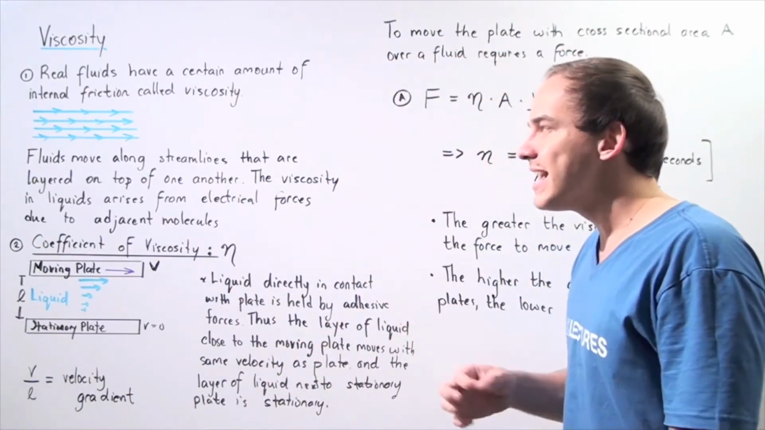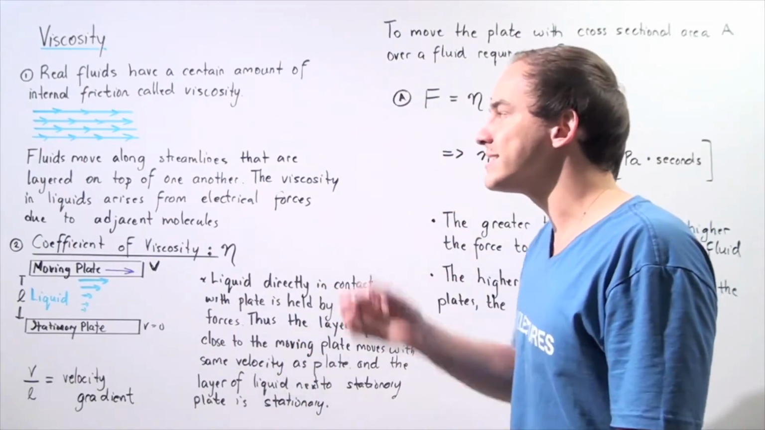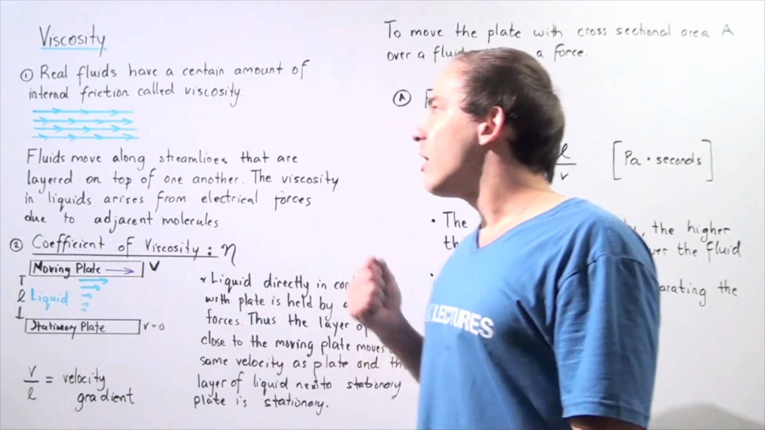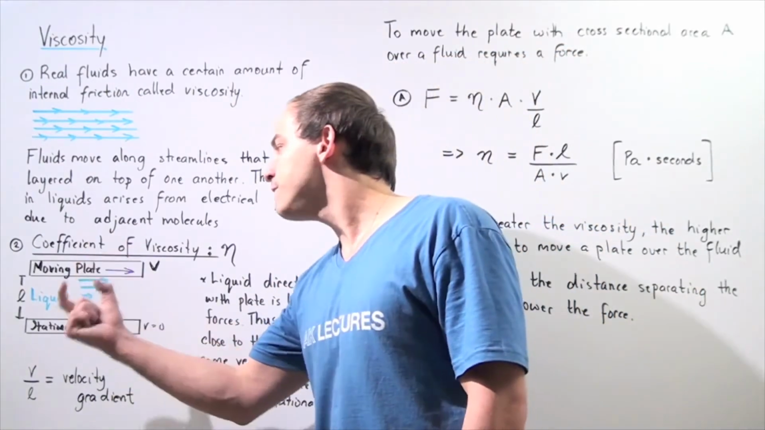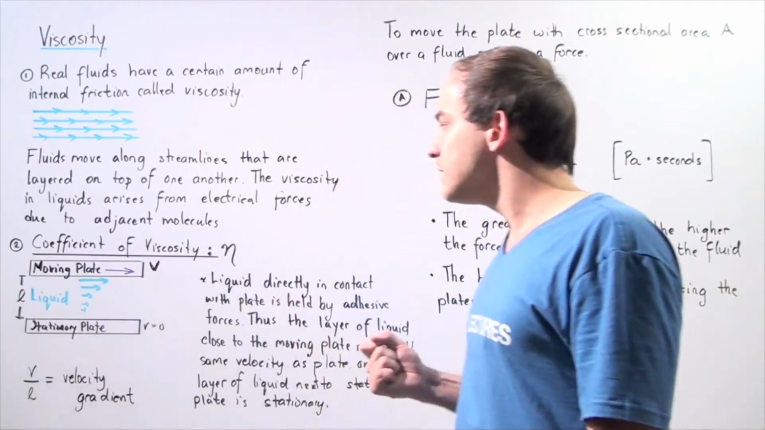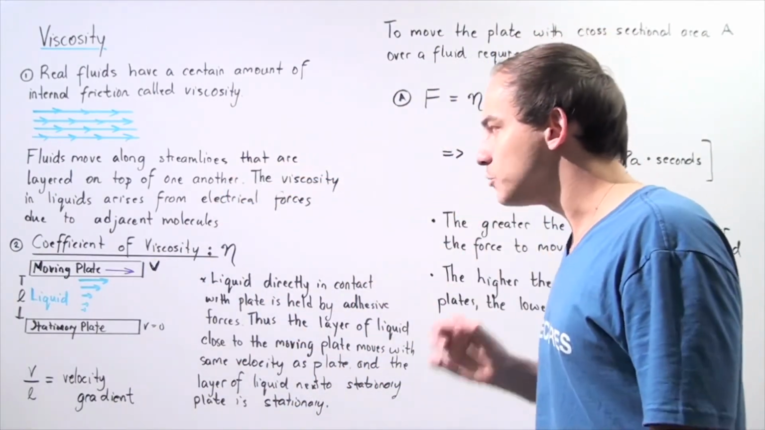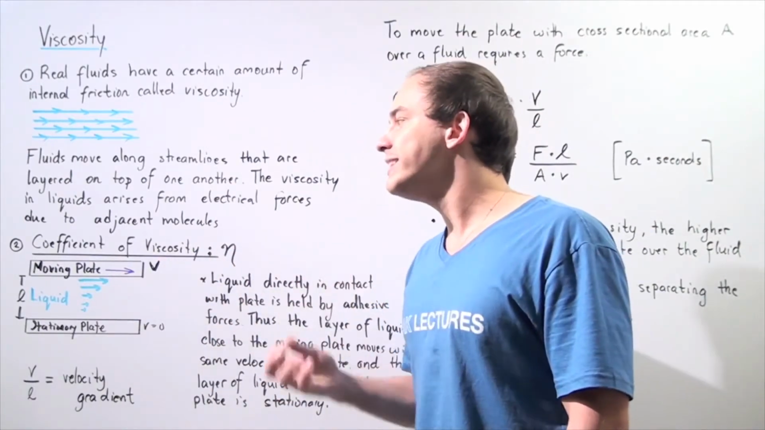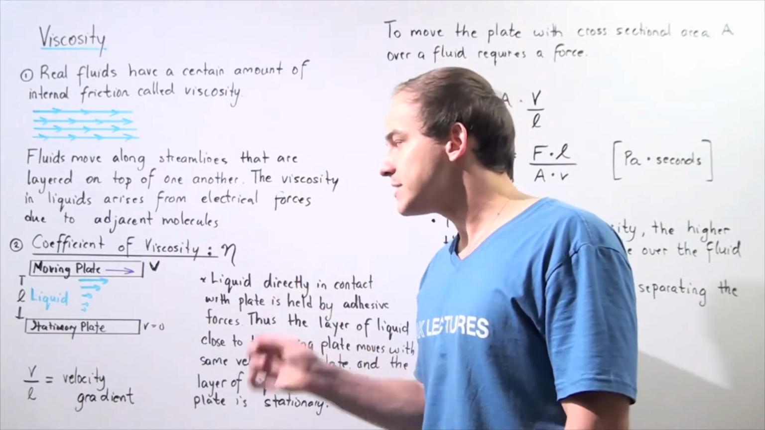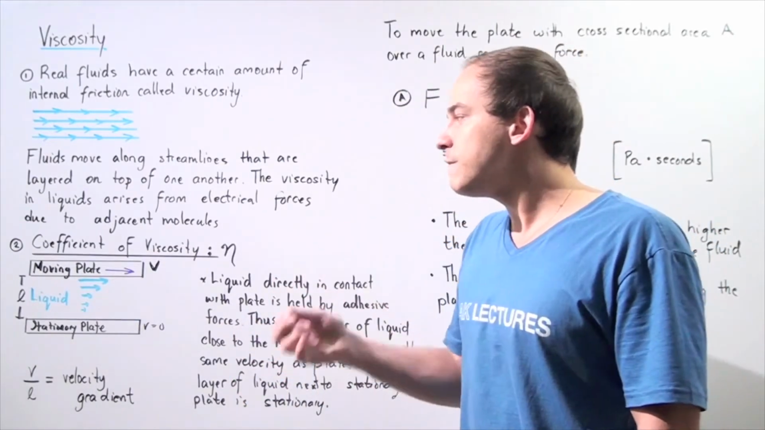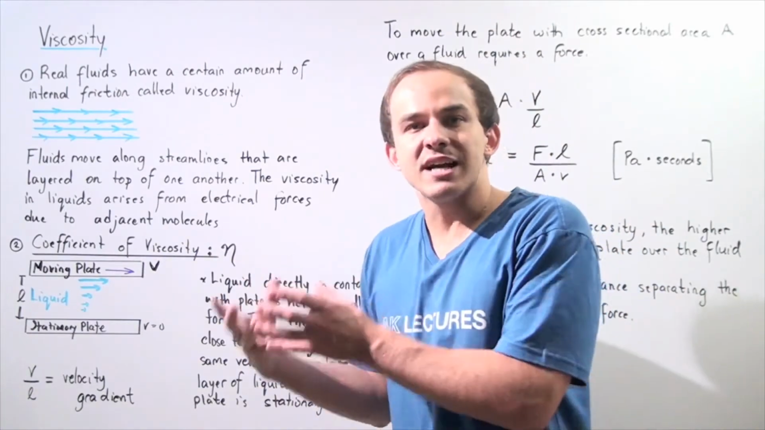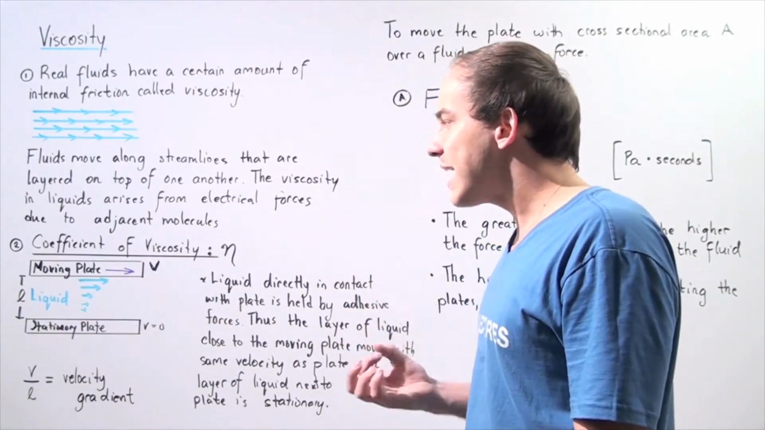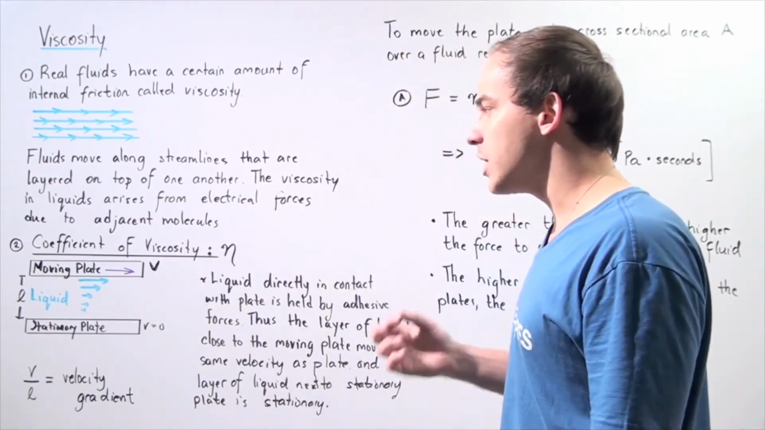Now, in gases, the case is slightly different. In gases, viscosity comes from the collisions between molecules. Now, let's discuss something known as the coefficient of viscosity, which is given by the Greek letter eta. Where exactly does the coefficient of viscosity come from, and how can we define it? In other words, the higher the coefficient of viscosity, the more internal friction we have in our fluid. But how exactly do we define this coefficient of viscosity?